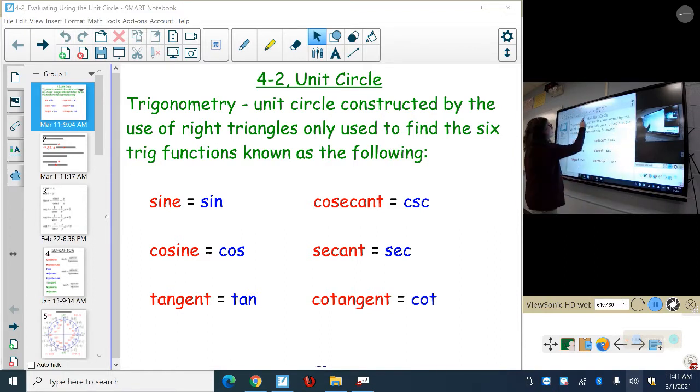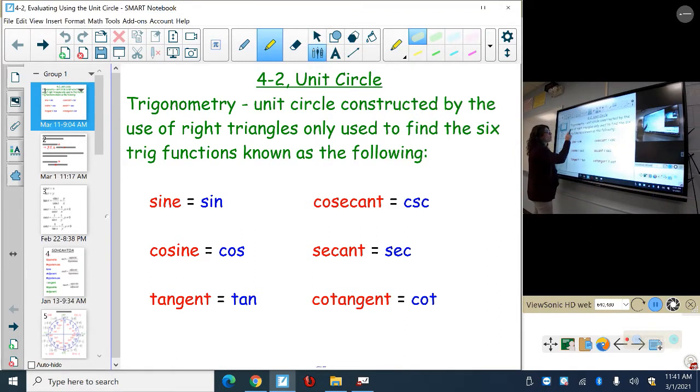So the 6 trig functions that we're going to be talking about. Trigonometry is the unit circle constructed by the use of right triangles to find 6 trig functions. Sine, which is understood to be sin, cosine, which is cos, tangent, which is tan, cosecant, I remember that because it ends in a C, the S is on the inside, secant, it has the S on the first one, cotangent is cot. Okay, those are the 6 trig functions that we are going to be memorizing.